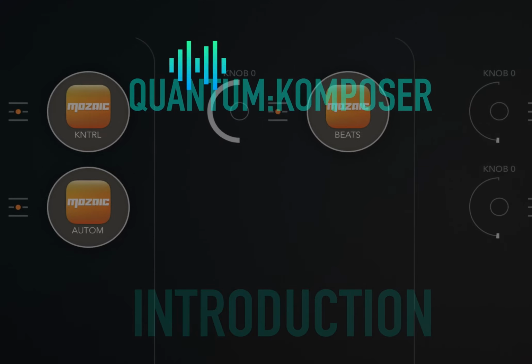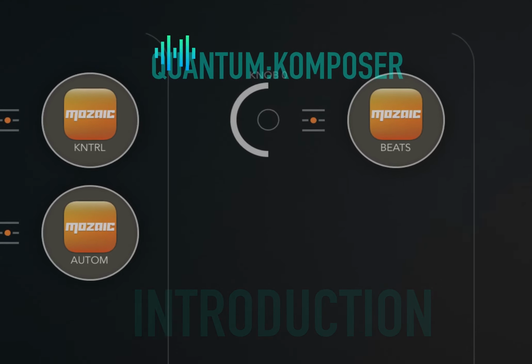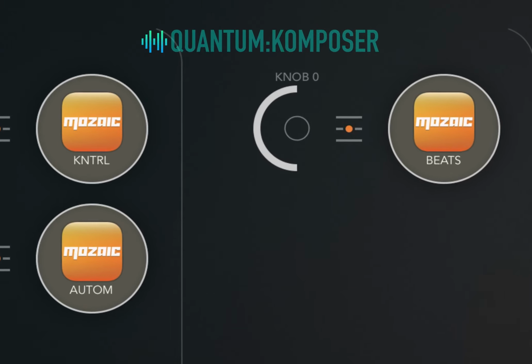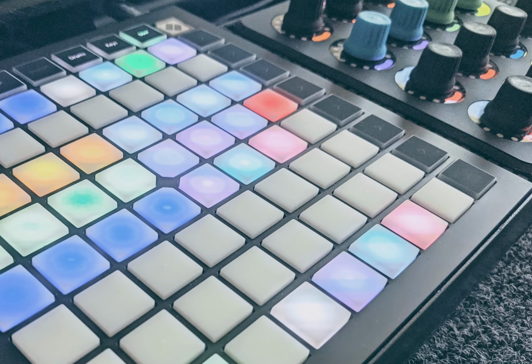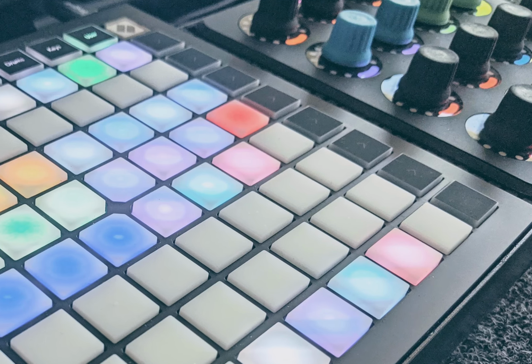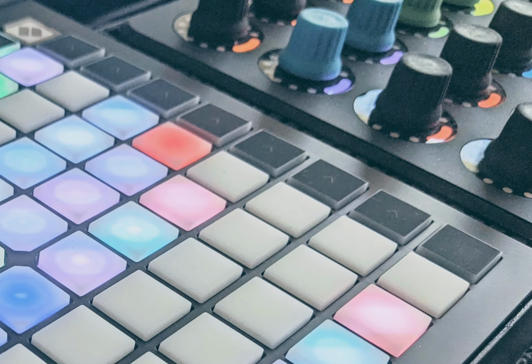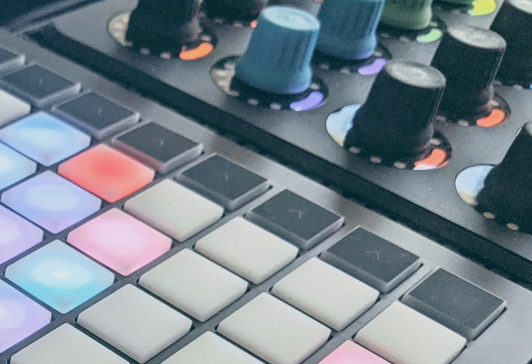Quantum Komposer is essentially two things. One, a suite of 5 MIDI generating applications for making electronic music, and two, a MIDI controller console, which my friends call the Timmytron 2000. But to understand what Quantum Komposer really is and what it offers, it might be useful to understand why I built it.